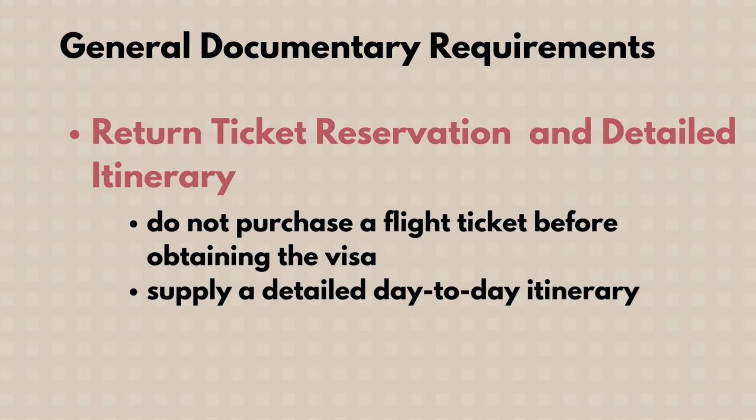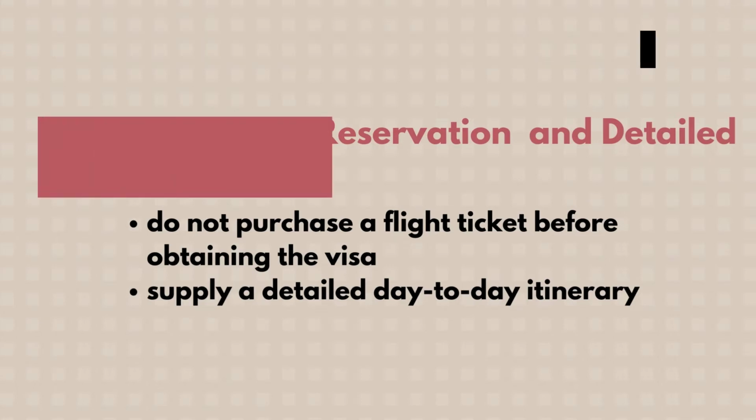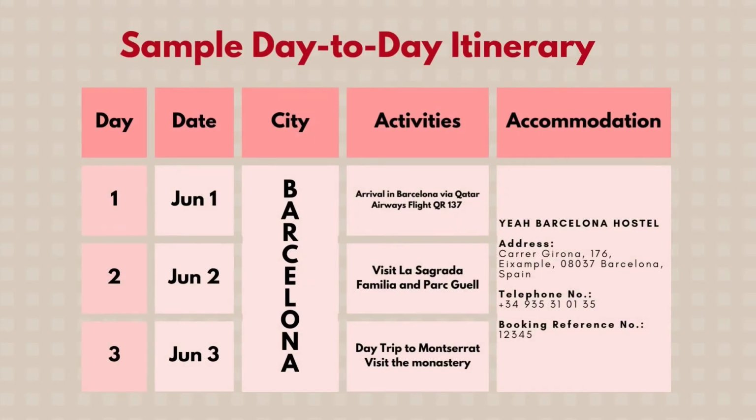So you must also supply a return ticket reservation and a detailed itinerary. Take note, you should not buy or purchase a flight ticket before getting your visa. Aside from that one, create or supply a detailed day-to-day itinerary just like this one. A detailed day-to-day itinerary will include the day, date, the city, the activities, and where you will be accommodated.